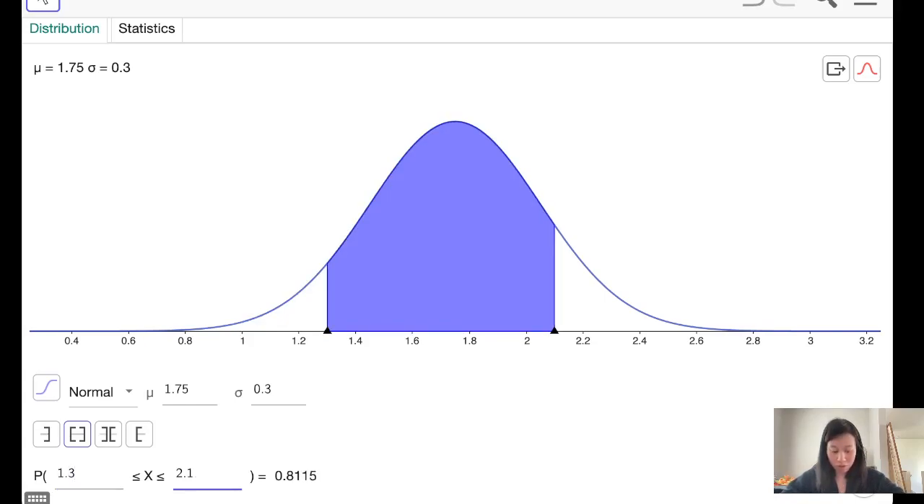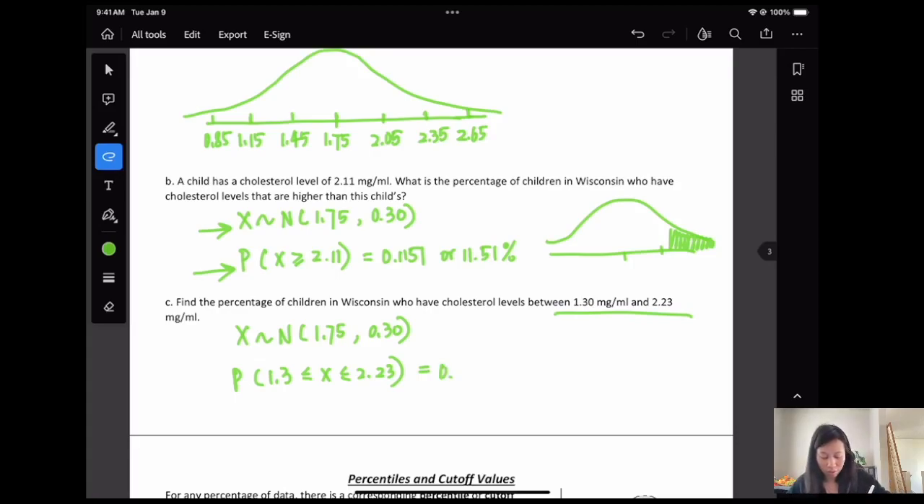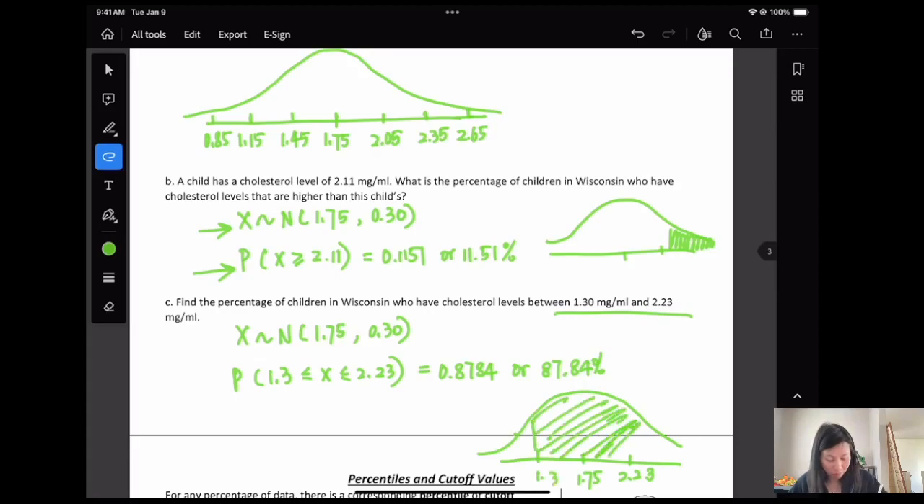1.3, 2.23. All right, so it should be 0.8784. So in here it is 0.8784. You can convert it to percentage form and then draw a graph that shows that, hey, the mean should be 1.75 and in between 1.3 and 2.23 is the middle part. It's going to be 87%.